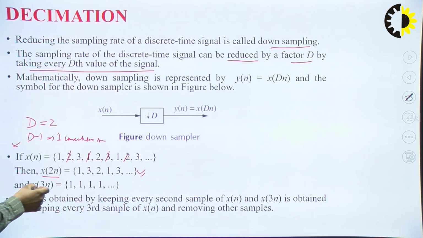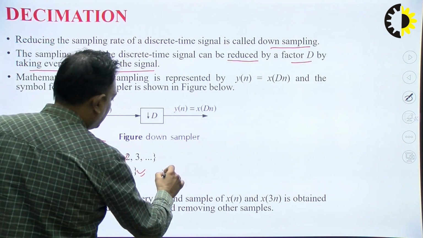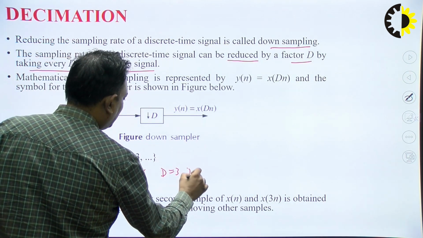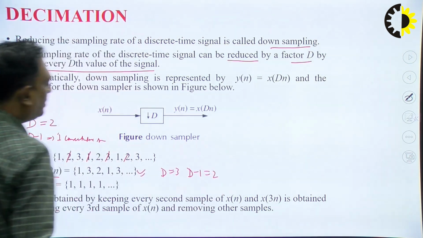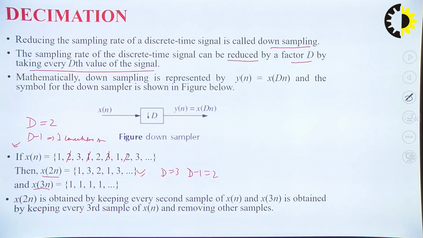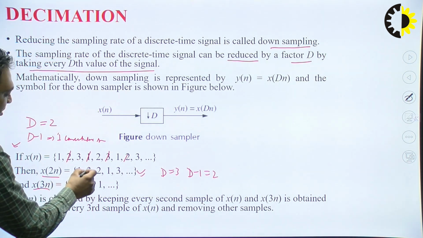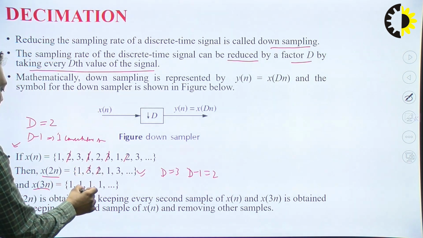If we are taking x(3n), here D equals 3. D equals 3 means D minus 1 equals 2. So we will remove every 2 values between the consecutive retained values, like 1 3 2, as you can see here. So this and this value will be removed. Okay.